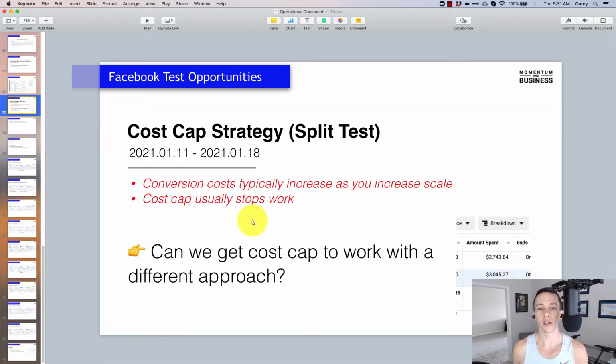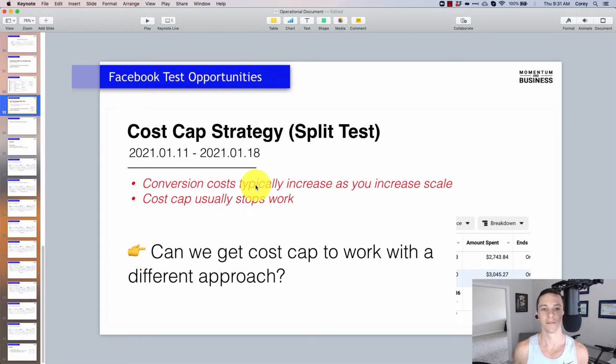Now, the interest in cost cap has to do with the fact that typically as you scale and increase your budget, your conversion costs typically increase with that, right? Well, that's not good if we're running an ad set and it's getting good conversion cost, and then we increase the budget and the conversion cost goes up. Well, we could be out of money depending on what our return on ad spend is, right? It could run us into the negative.